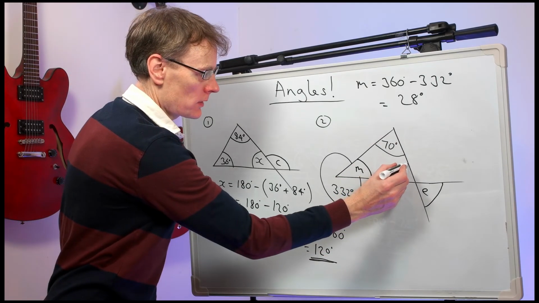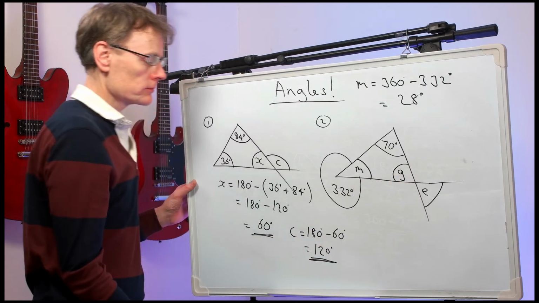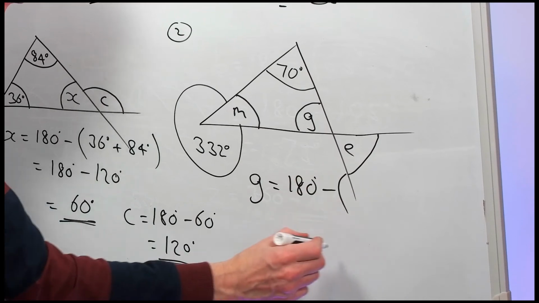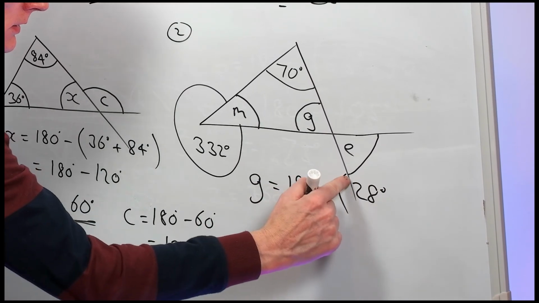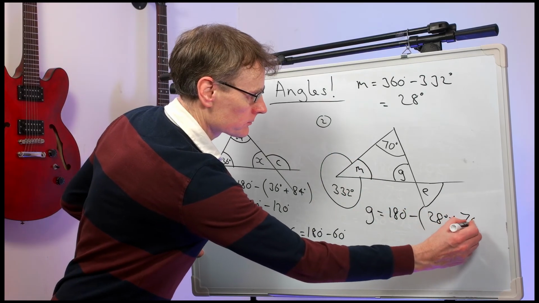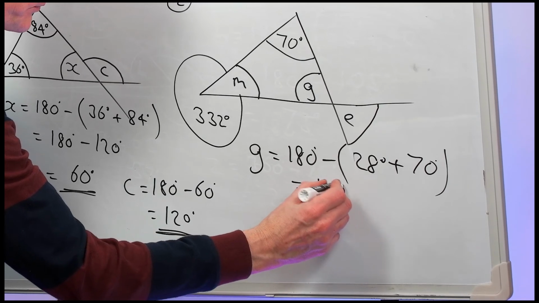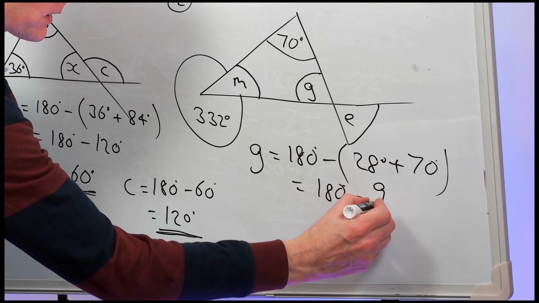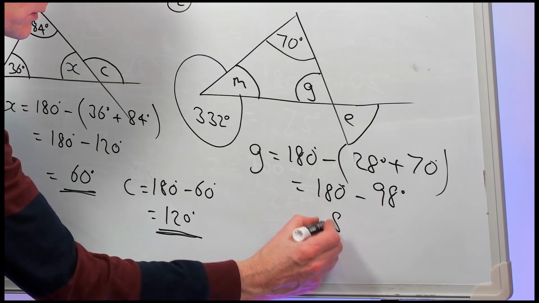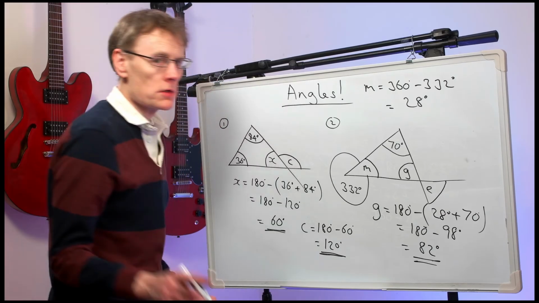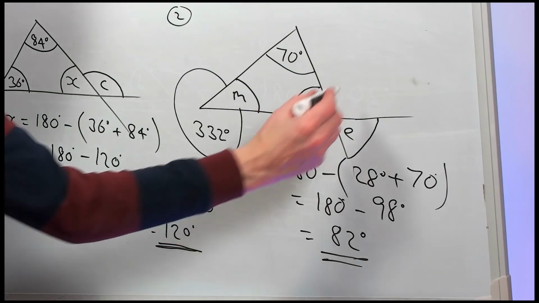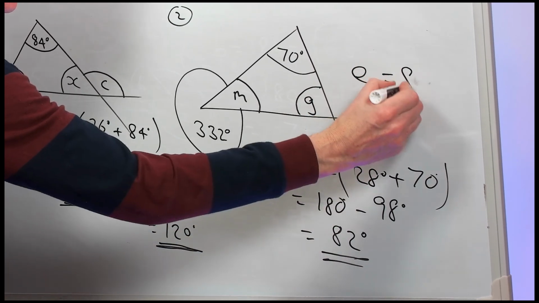So now we need to work out this angle here. Let's call it G. So angles in a triangle. G equals 180 minus brackets 28 degrees, that was this angle here, plus the 70. So that's 180 minus 98, so that comes to 82 degrees. So finally, you know E and G are equal. They are called vertically opposite angles. So you can say that E equals 82 degrees.